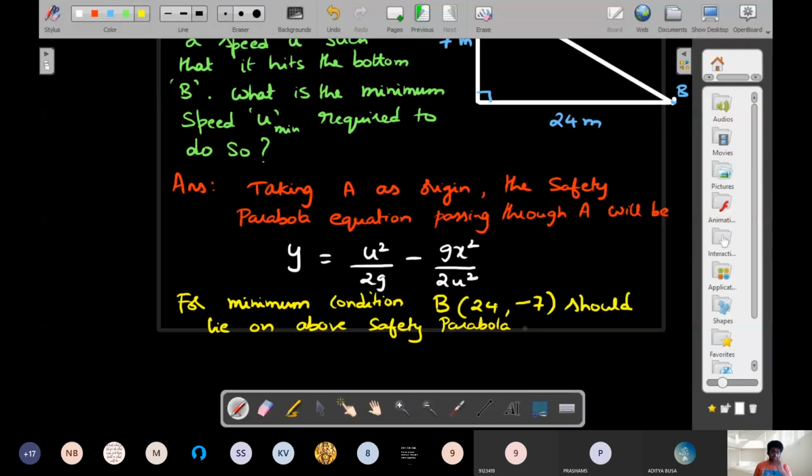So I'll just substitute, and in that case you'll get the minimum. Otherwise, if the point is lying inside, the u will change and yes, it will hit B, but you need to put more value of u. So the farther you go, you need to throw it at a greater speed. That's the simplest idea that we are looking at here.